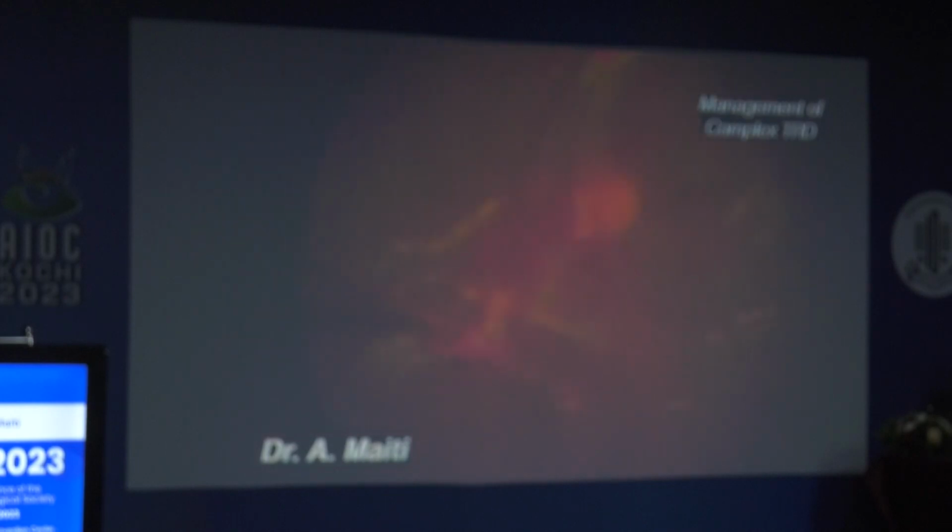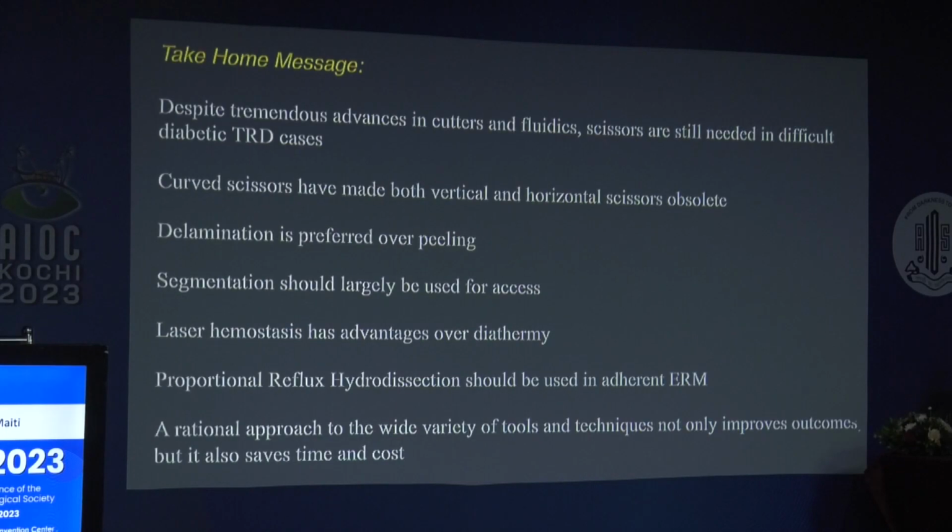Take out the bleeders, cauterize the active bleeders. As the tractional membrane is gone, the little bit of fold which is there will gradually subside. So the take home message with this newer technology, proportional reflux, and the better visibility, we can give a predictable outcome even in the advanced diabetic retinal detachment.